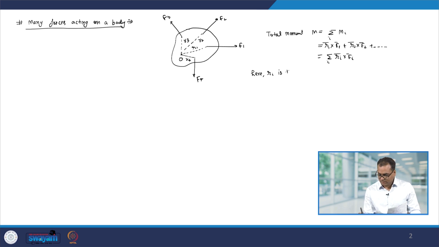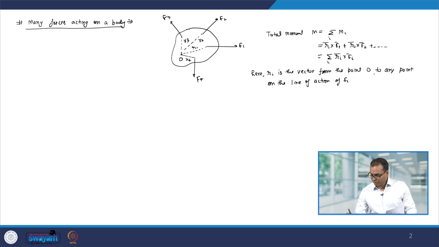Now, note that here Ri is the vector from the point O to any point on the line of action of Fi. So, it should be noted that it is any point on the line of action.